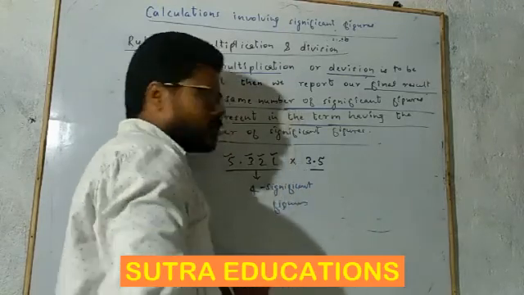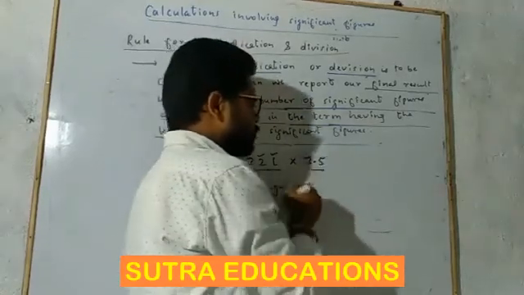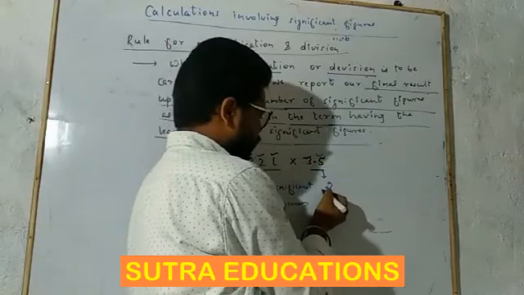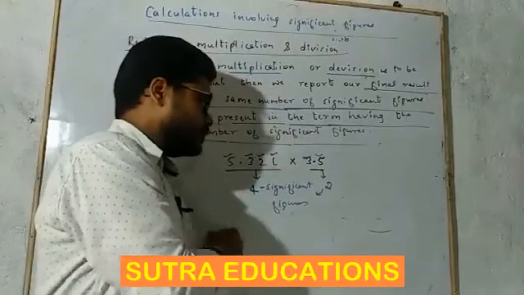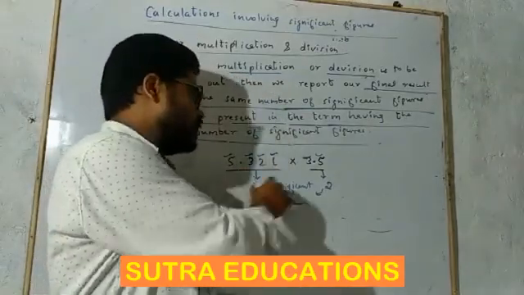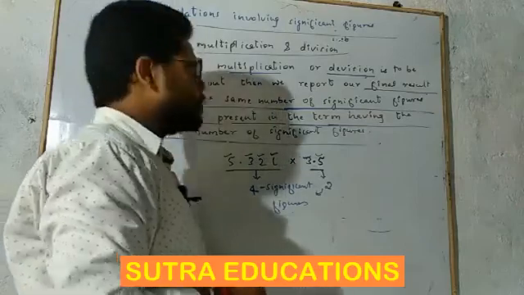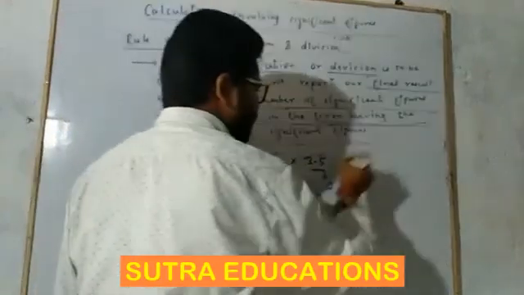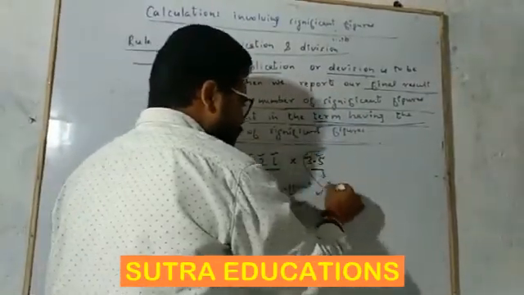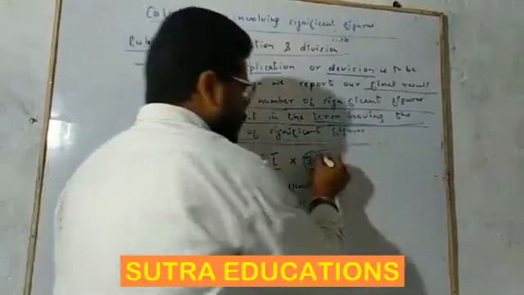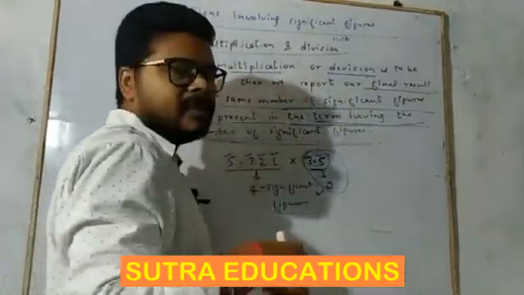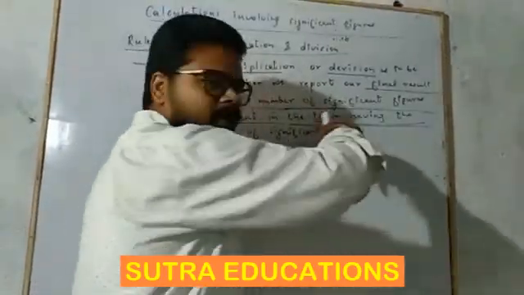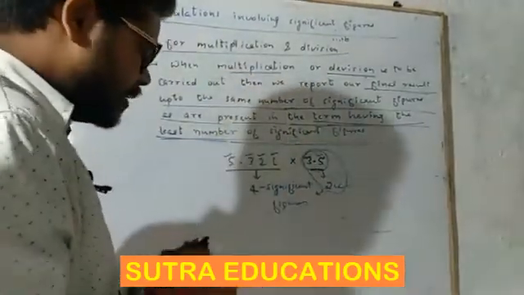And in the second term, 3 is non-zero, so significant, 5 is non-zero, so significant. So 2 significant figures are present. Here 4 significant figures, here 2 significant. So the term having the least number of significant figures out of these two is 3.5, which has 2. Got this statement? Now multiply these two.